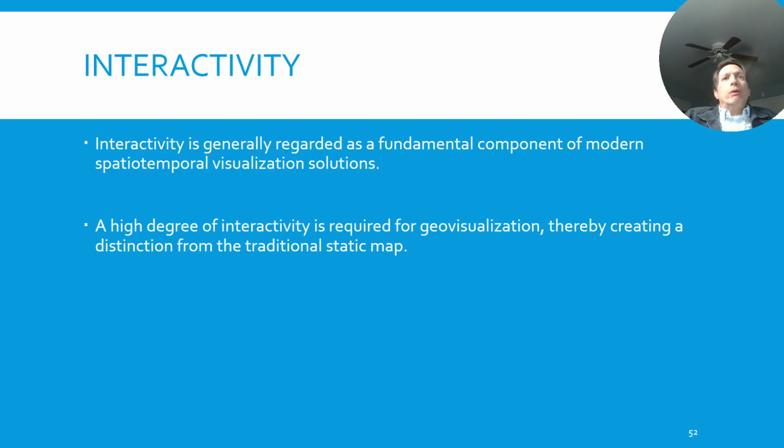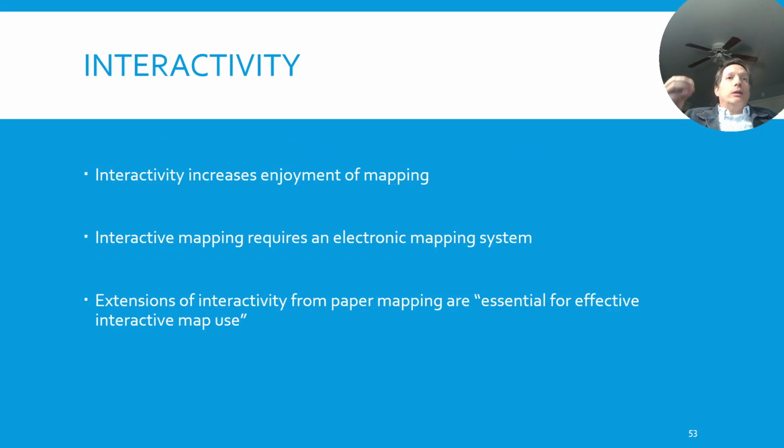That was the definition that we were going through, no? And this is a component that we expect to have in the modern spatial temporal visualization solutions, or the geovisualization, no? And of course, a high degree of interactivity is required in geovisualization. Then that's why it's really distinct from static maps. Again, when we interact with maps, we increase the enjoyment of that map. And of course, that interactivity usually requires an electronic mapping system.